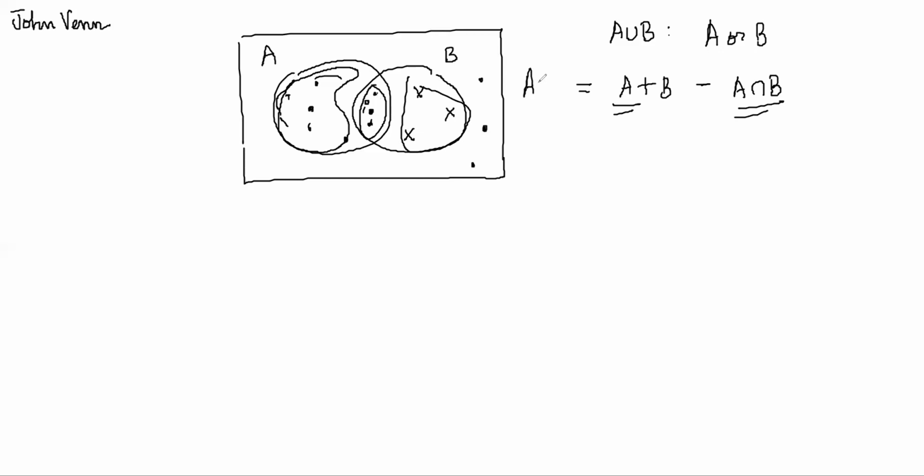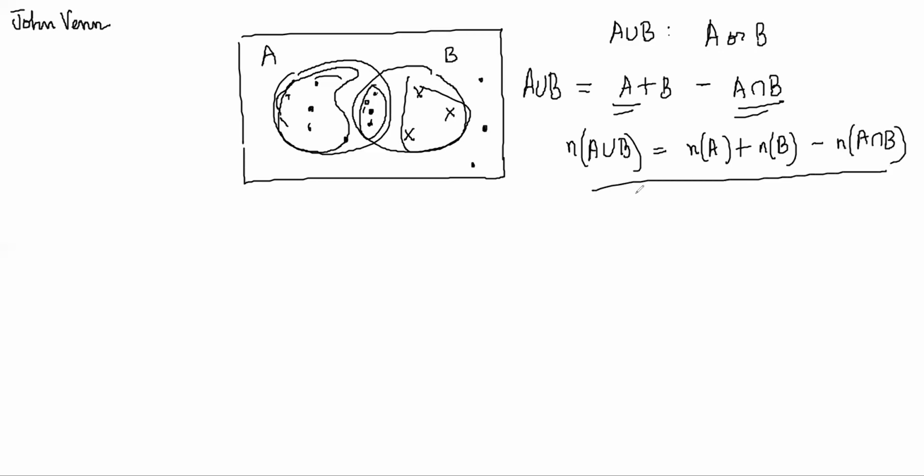That will be the whole thing, right? Do you understand? So n of A union B will be equal to n of A plus n of B minus n of A intersection B, right? Okay, understood.